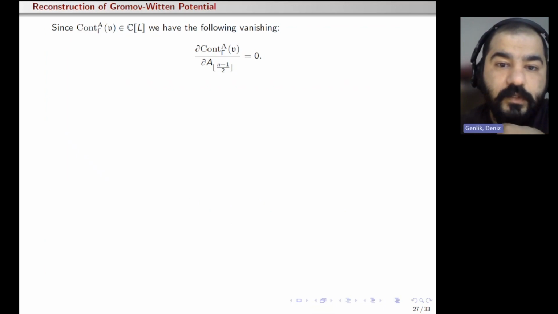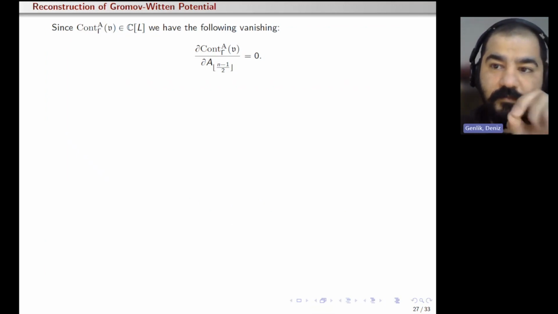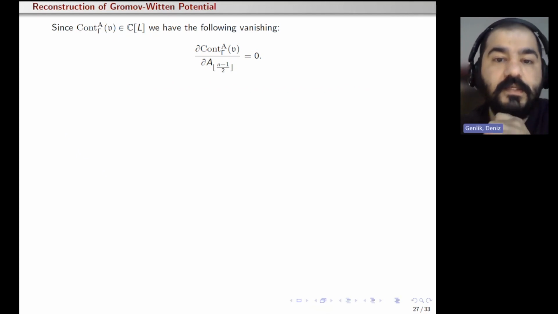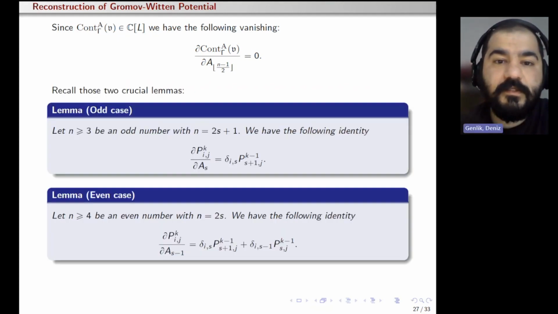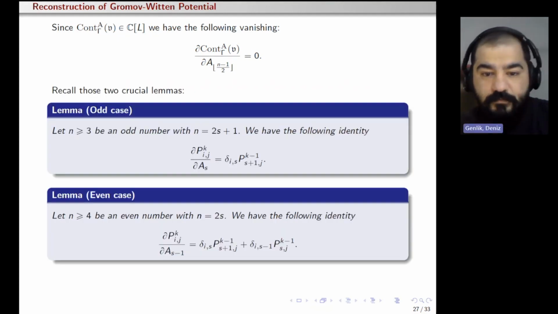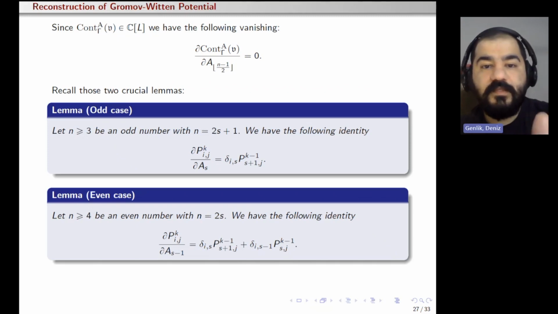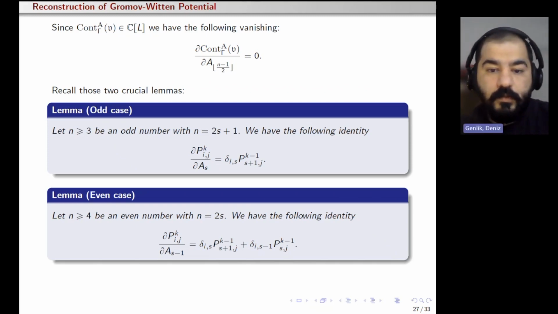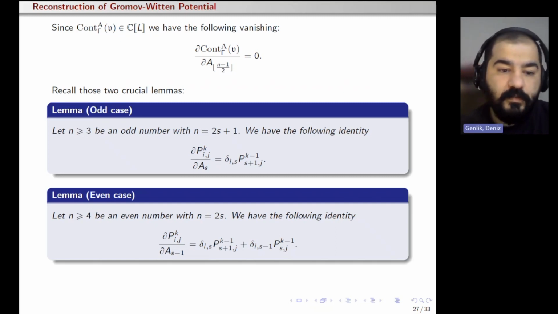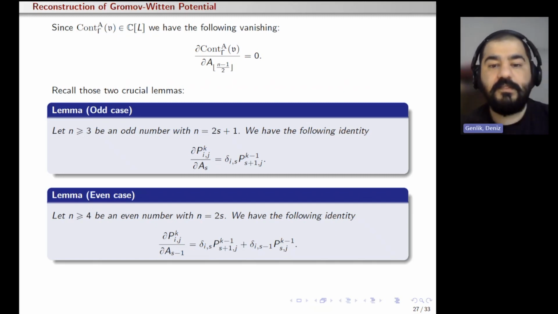The reason I wrote here the floor function of (n-1)/2 is that it is the index of the very last element after the simplifications, for the odd and even cases. And for odd, if you remember, we had these lemmas, right? So the derivative with respect to this a sub floor of (n-1)/2 is given by this formula for the odd case and by the other formula for the even case.